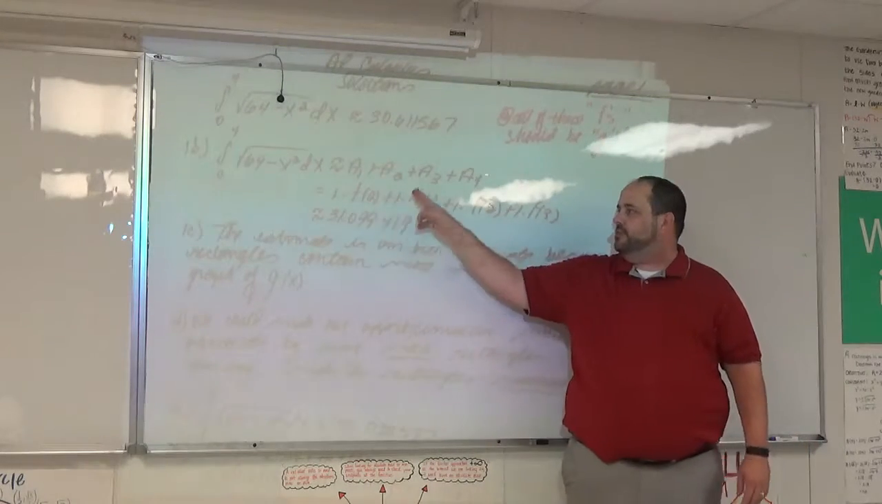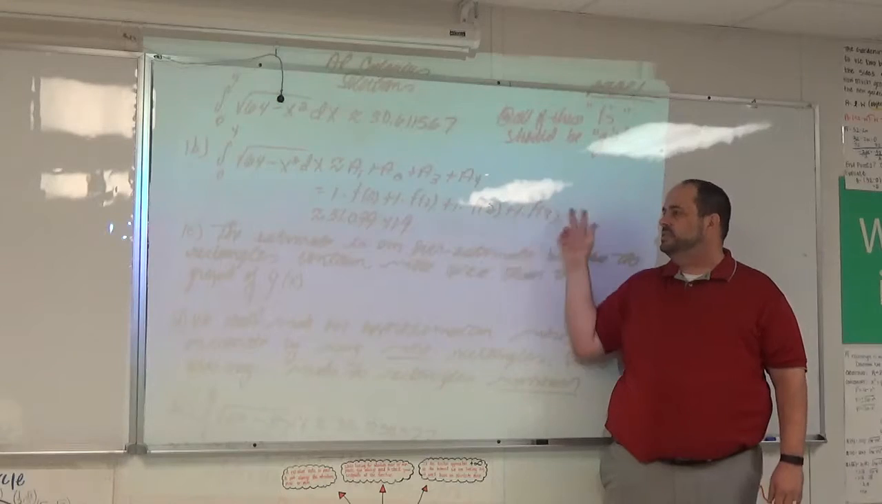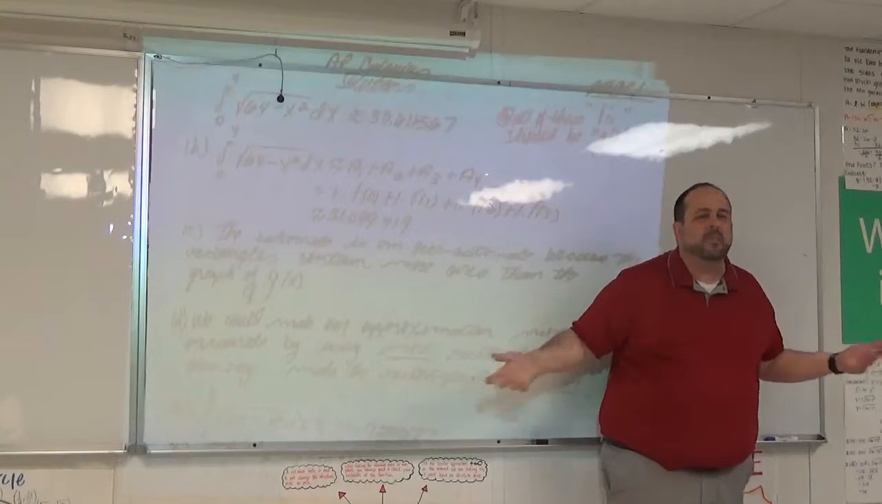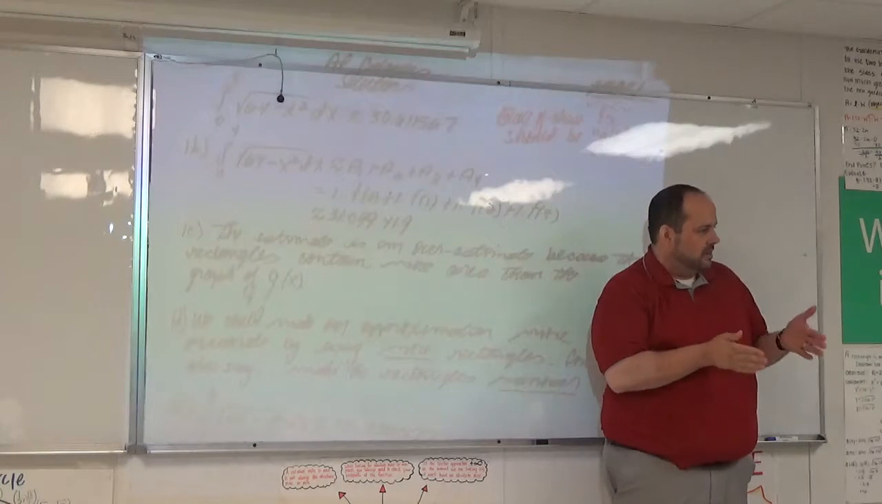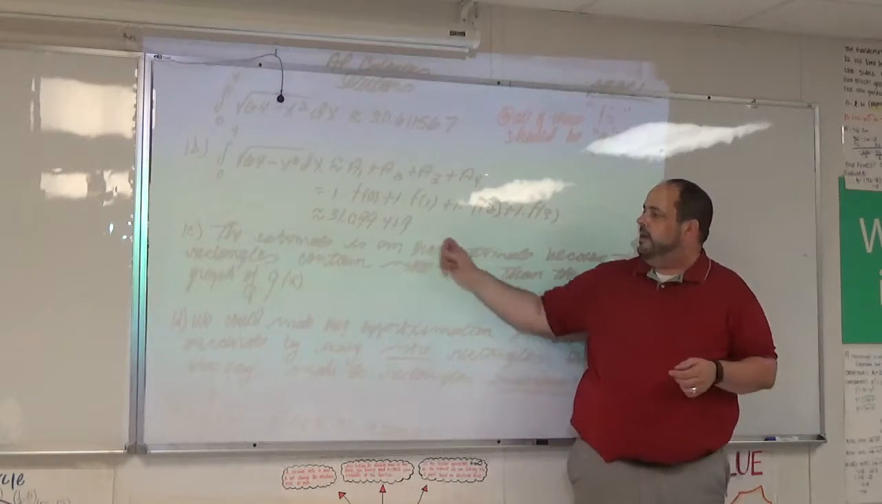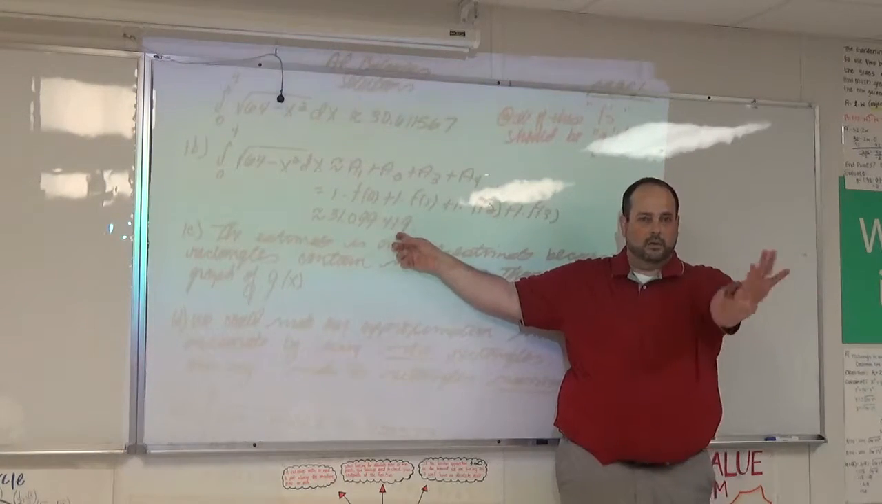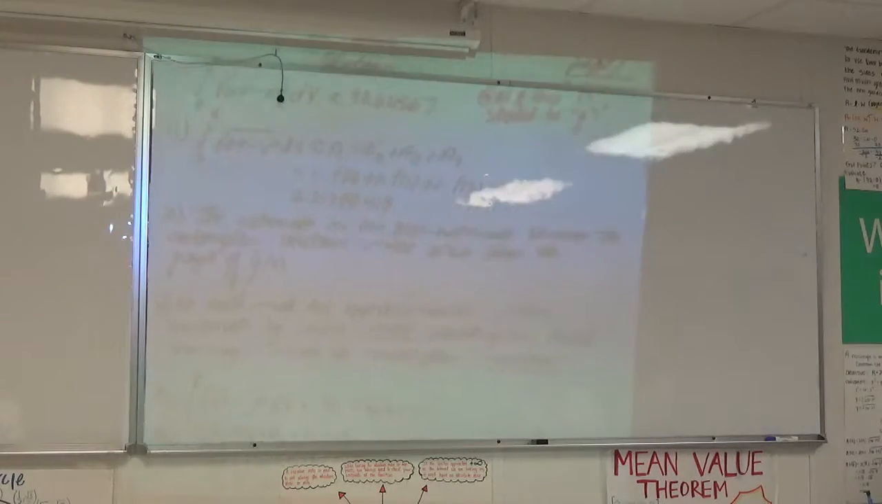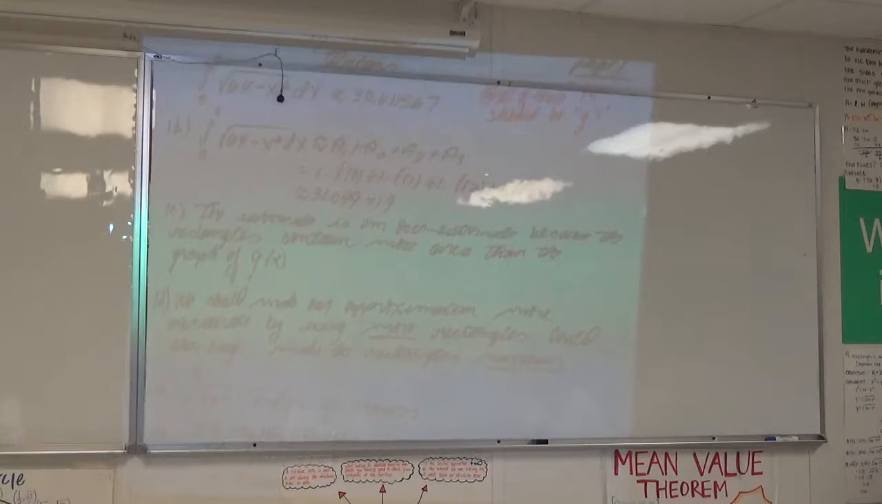Right, 1 times f of 0, 1 times f of 1, 1 times f of 2, 1 times f of 3. Do you need to show me the 1? Not really. You're multiplying by 1. It's okay. Anything else that you're going to multiply by, I need to see it. And hopefully you get 31.099. Okay? All right, part C, the estimate is an overestimate because the rectangles contain more area. Something to that effect works for me.